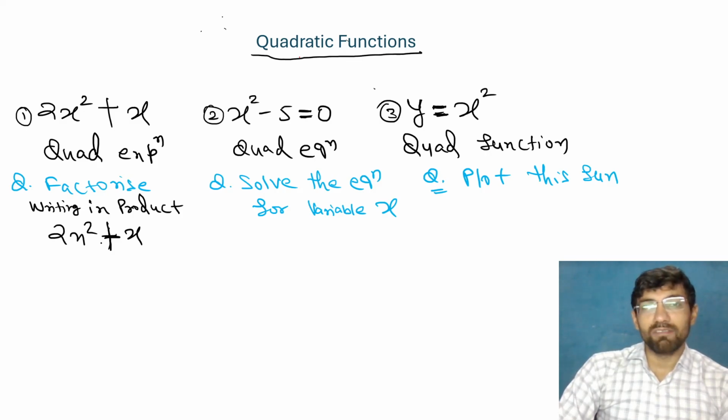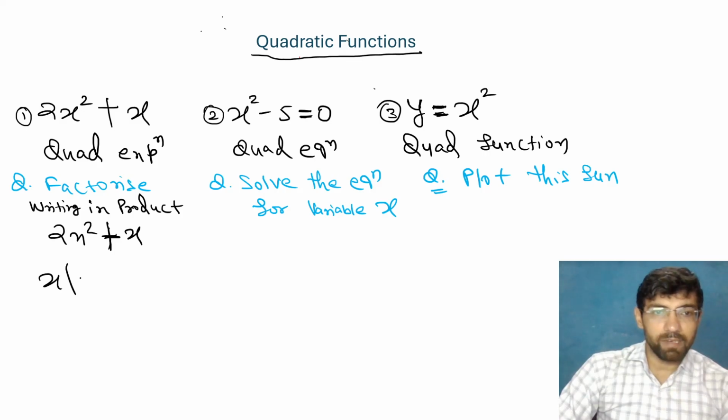This expression is equal, involving a sign of equals to. We have to factorize it. So can I take x common? The first term is 2x square, which means 2 into x, and the second term is x. So if I take x common, this will be how much? 2x plus 1, I think.